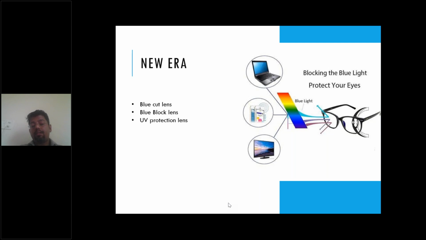Now we'll be talking about the new era of lenses. We have blue cut lenses, which are also known as blue block lenses, and we have UV protection lenses. Blue light block lenses are something that now everybody is concerned about. That's because any digital screen which has an LED on it, be it a laptop, a mobile phone or an LED screen, has a blue light emission from it.